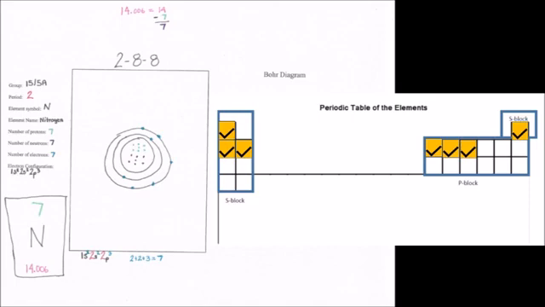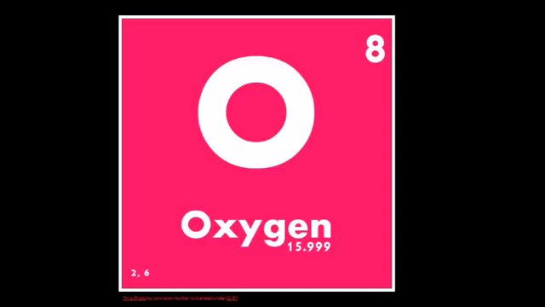The first shell holds 2, but we don't have a full 8. We just need to add 5 more. So we have a total of 7 electrons. So our next element in the periodic table is going to be oxygen.